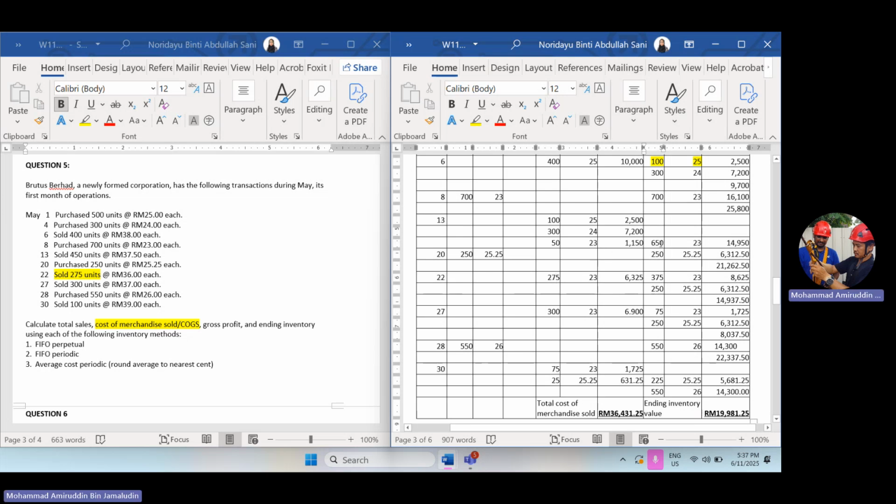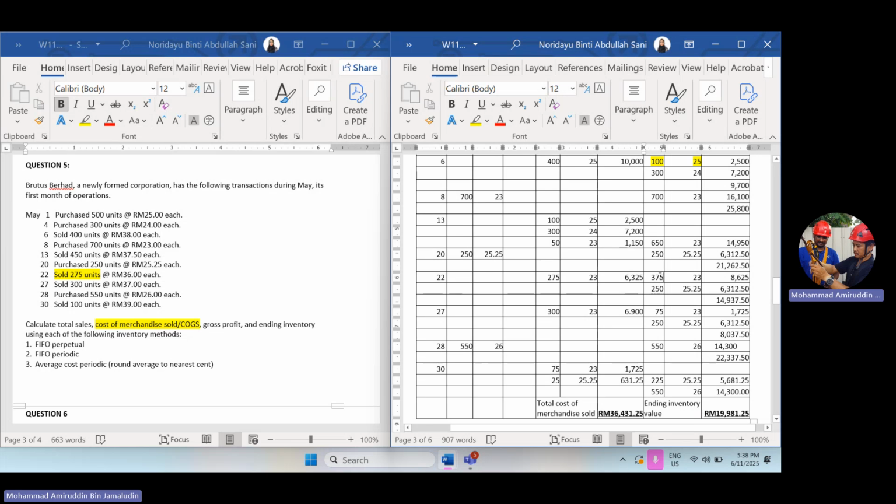These two. So 650, sufficient, right? 275. So 650 minus 275, you have balance 375. This is the cost. So this one, we don't touch, because we have 650 sufficient to cater this one. Okay? So total left this much. Where is it? 22, this much. 6312.5. Sold 300 units. So I have 375 in the store.